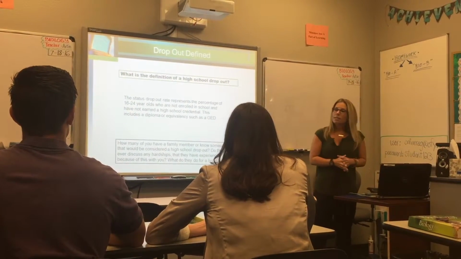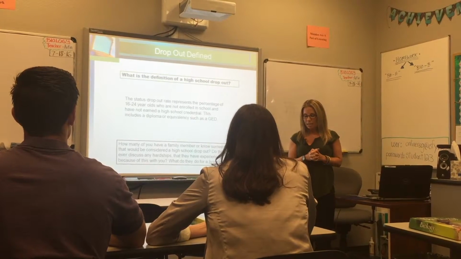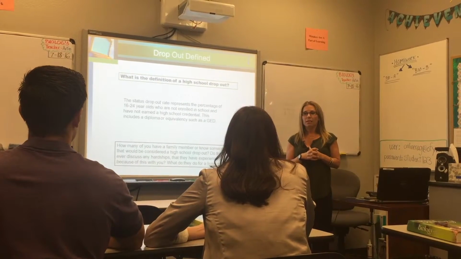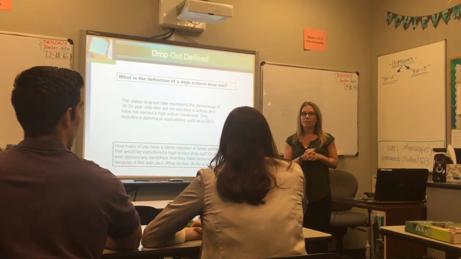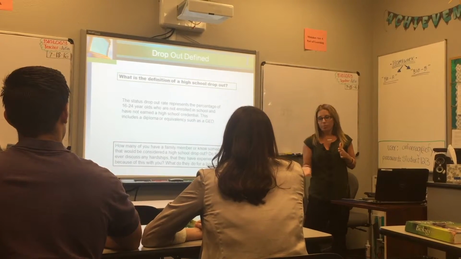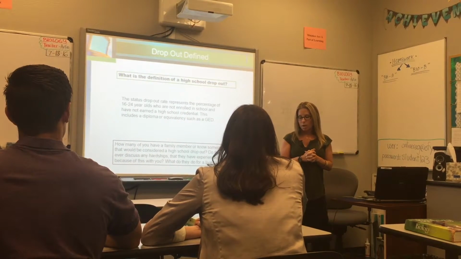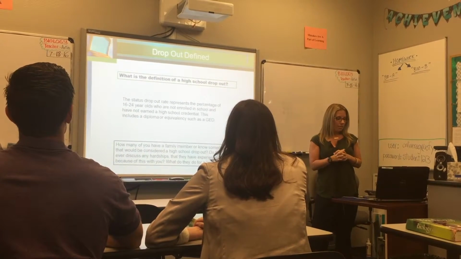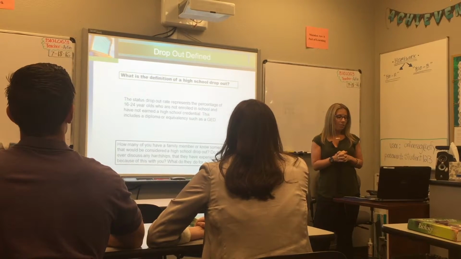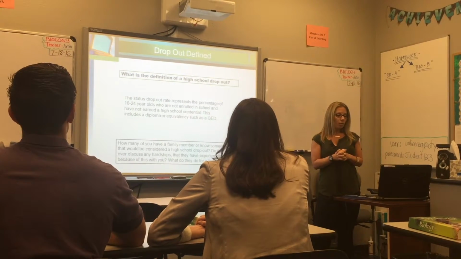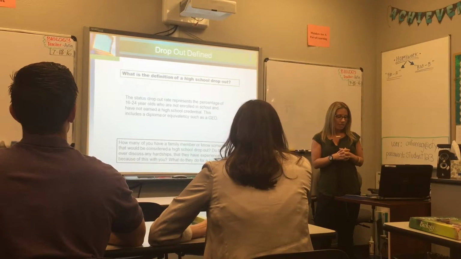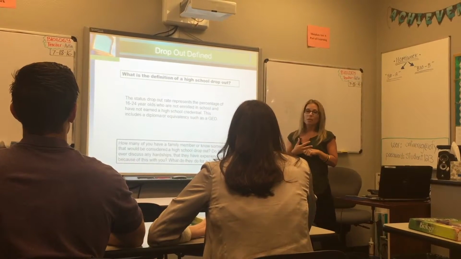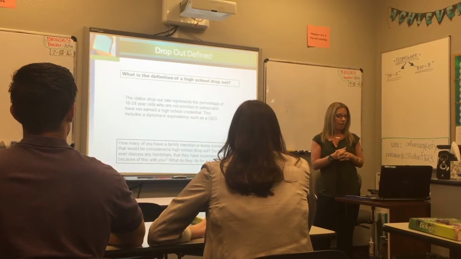So the first thing is, before you take a look at the slide, can anybody tell me, what does the term high school dropout mean? Does anybody have an idea of what it means to be a dropout? Not completing school. Right, so that is a piece of it, not completing school. So as you look here, the definition of a high school dropout, the status dropout rate represents the percentage of 16 to 24-year-olds who are not enrolled in school and have not earned a high school credential. So by credential, they mean diploma or a GED, which is the equivalent of a diploma, okay?